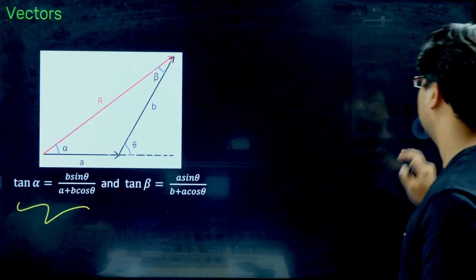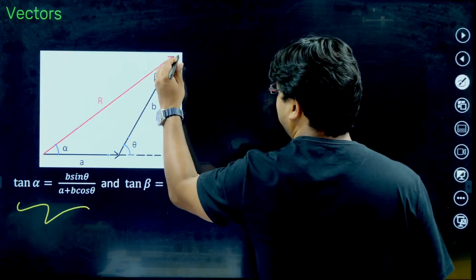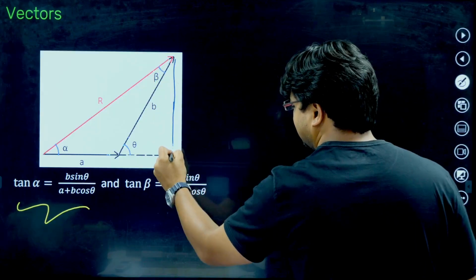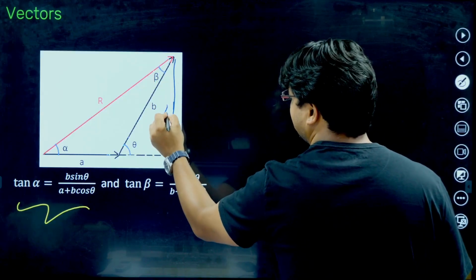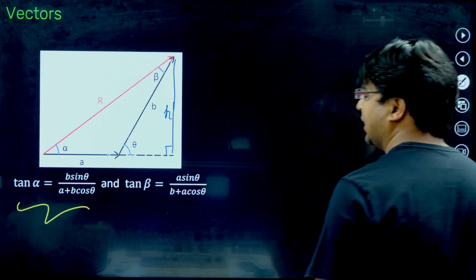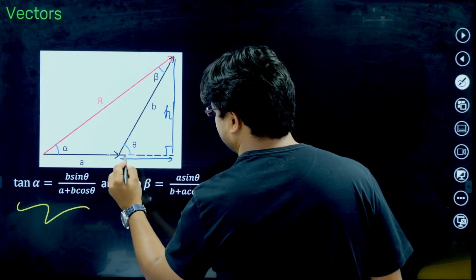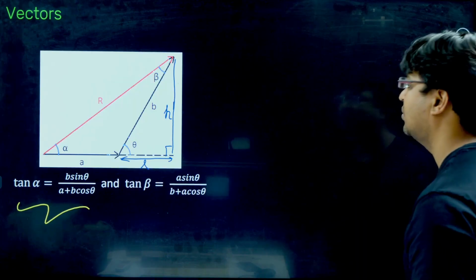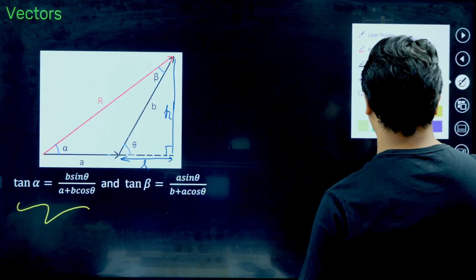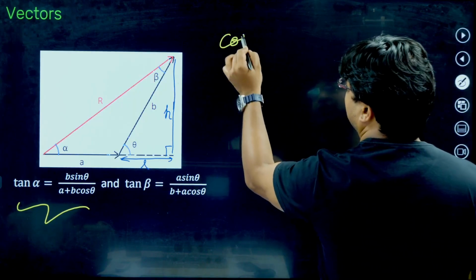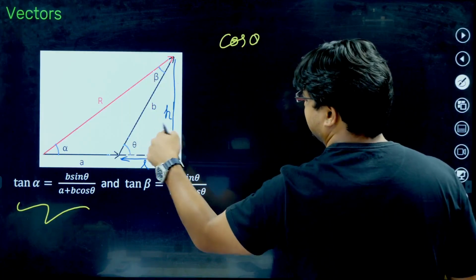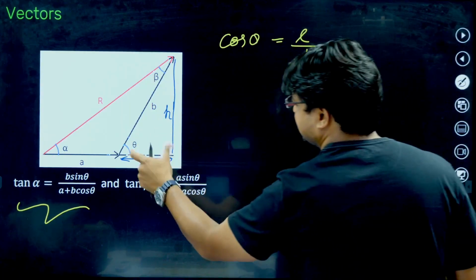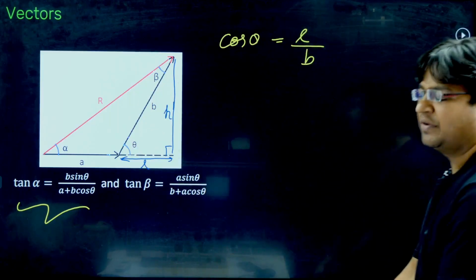I will show you. Let's say I drop a perpendicular from here like this, and call it H, and let's call this length L, whatever it may be. Then notice that cos theta is base upon hypotenuse. So this is the base, this is the hypotenuse. So we have written cos theta.